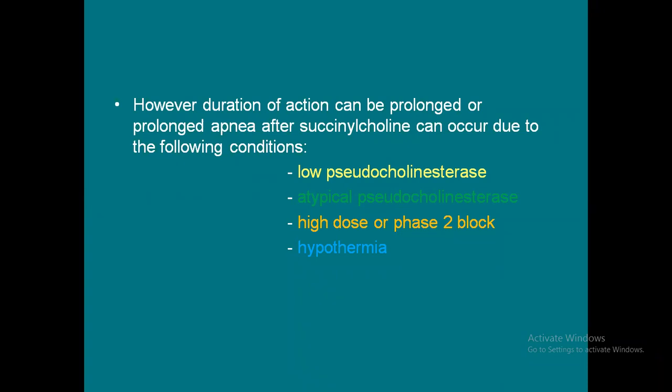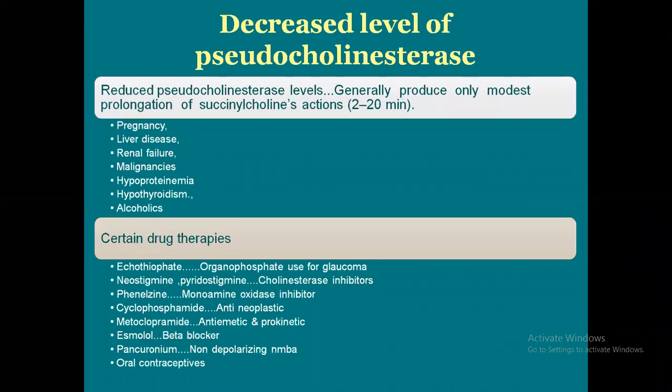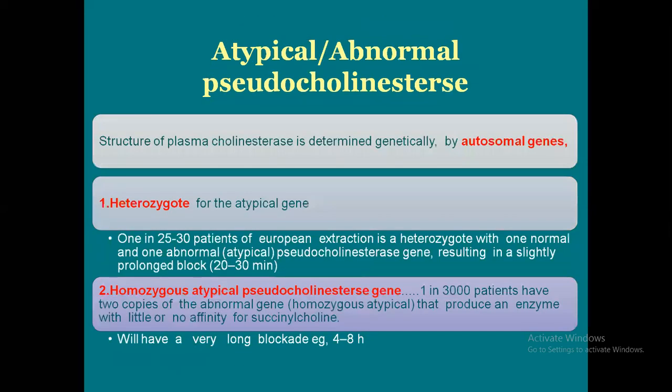There are other methods of giving muscle relaxant. You have to give a non-depolarizing muscle relaxant, but don't touch scoline. Okay. A high dose can cause phase 2 block. Hypothermia also causes phase 2 block and prolonged action of scoline. Decreased level of pseudocholinesterase can occur in pregnancy, liver disease, and renal failure. Certain drugs also increase this effect, like echothiopate, neostigmine, phenelzine, esmolol, pancuronium, and oral contraceptives.